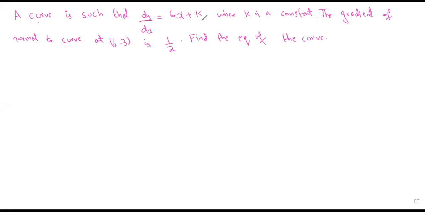Acha, normal is just a perpendicular line that is at 90 degrees to the curve or to the tangent at 1, minus 3. Okay, this is perpendicular. You are right. Hint is that you would have to find the value of k as well as the constant that you would get after integrating it.